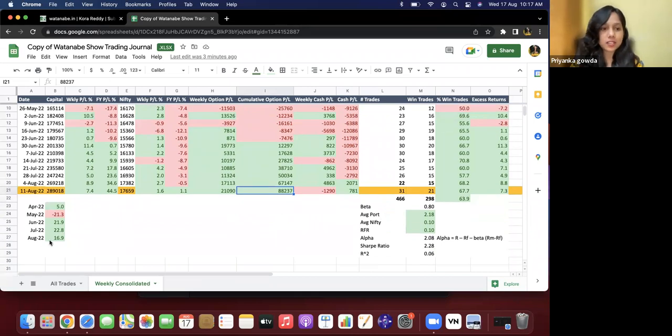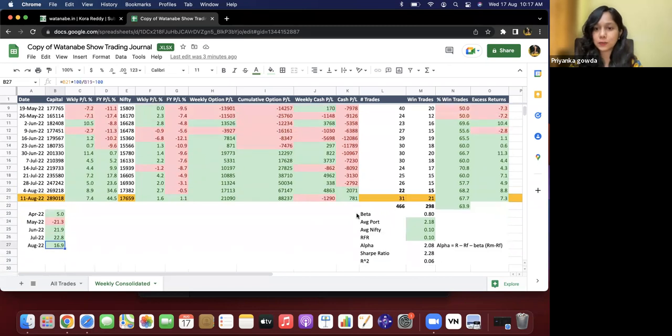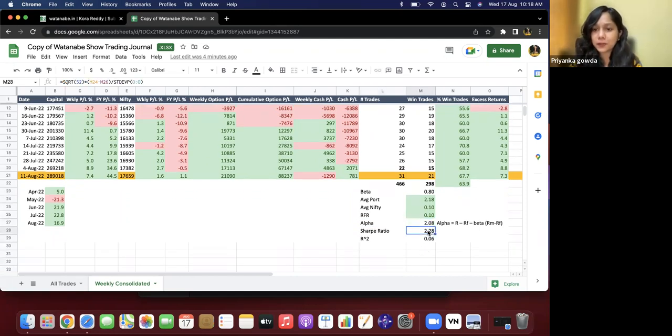So for the August month, we are up around 16.9% at present. So yeah, that is all about that. And our beta stands at 0.80 and our weekly alpha stands at 2.8. And our Sharpe ratio, we had aimed around 2, but we have surpassed that, and we are standing at 2.28, which is a very good thing. And our R square is at 6%.